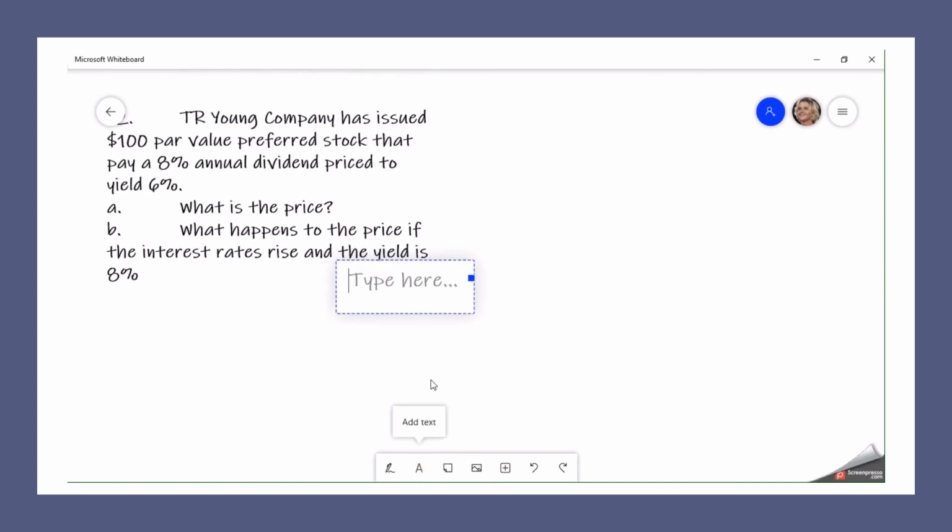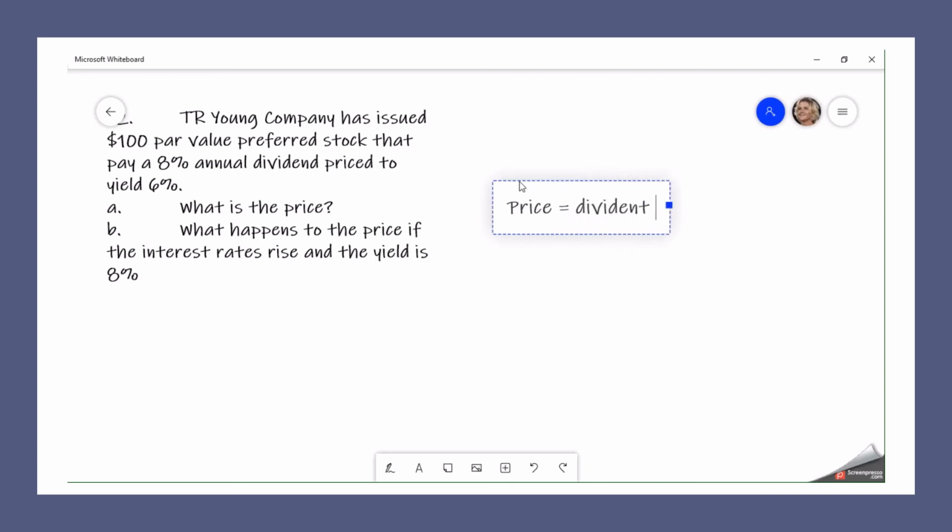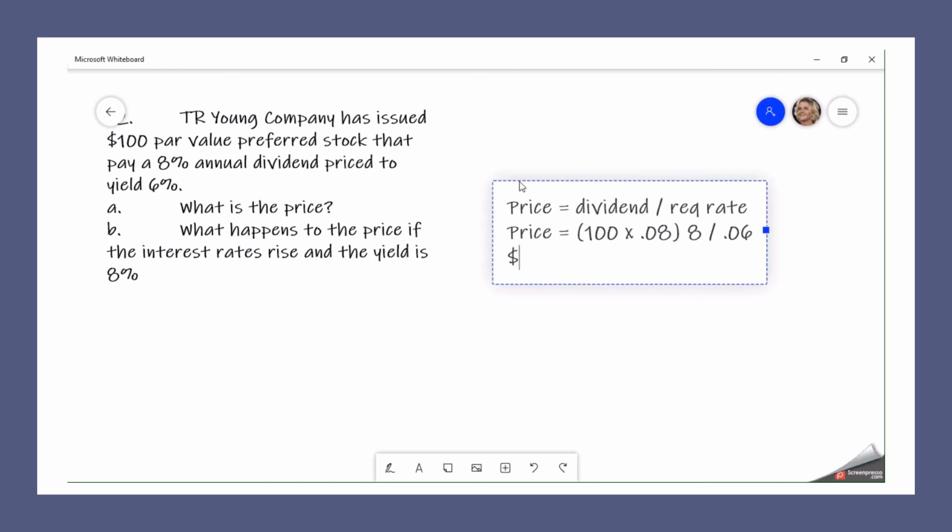So then our formula for that is going to be our share price is going to be equal to the dividend divided by the required rate. So our dividend in this case is the $100 times the 8%. So that's $8 a share divided by a required rate, which is the 6%. So then 8 divided by 0.06 gives us $133.33.